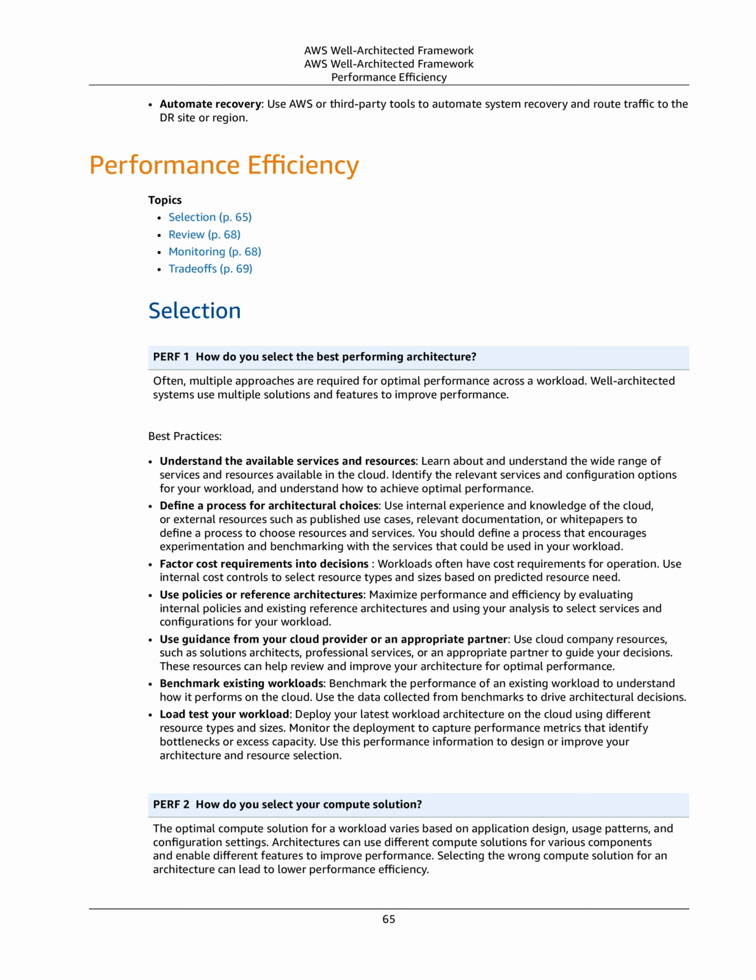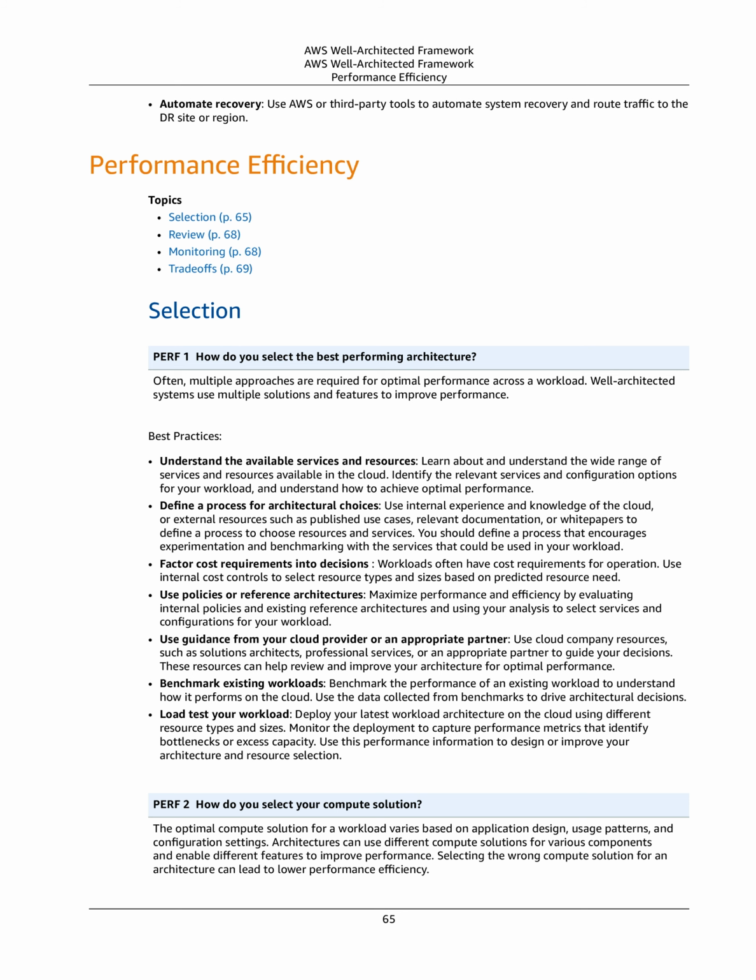Define a process for architectural choices. Use internal experience and knowledge of the cloud, or external resources such as published use cases, relevant documentation, or whitepapers to define a process to choose resources and services. You should define a process that encourages experimentation and benchmarking with the services that could be used in your workload. Factor cost requirements into decisions. Workloads often have cost requirements for operation. Use internal cost controls to select resource types and sizes based on predicted resource need.